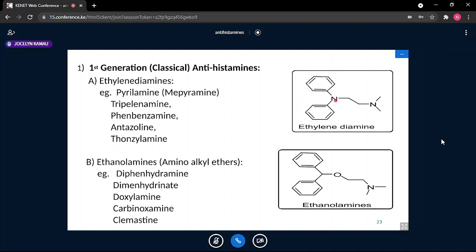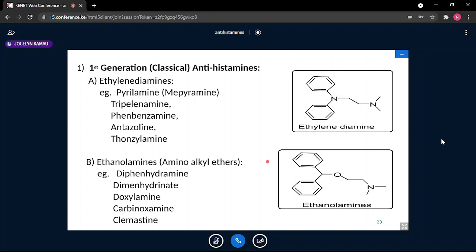So ethylene diamines, that ethylene group is a spacer, or a joining link between the 2 nitrogens, and then it has those 2 nitrogens. As we are going to see, there are several examples: pyrilamine, tripenamine, fenbenzamine, antazoline, and donzelamine. We're going to look at their structure, but basically they will have that kind of structure. They have this connecting atom, and their connecting atom is nitrogen.